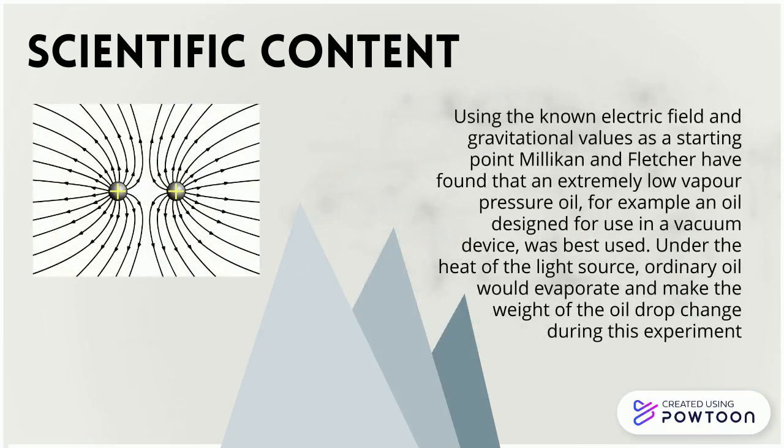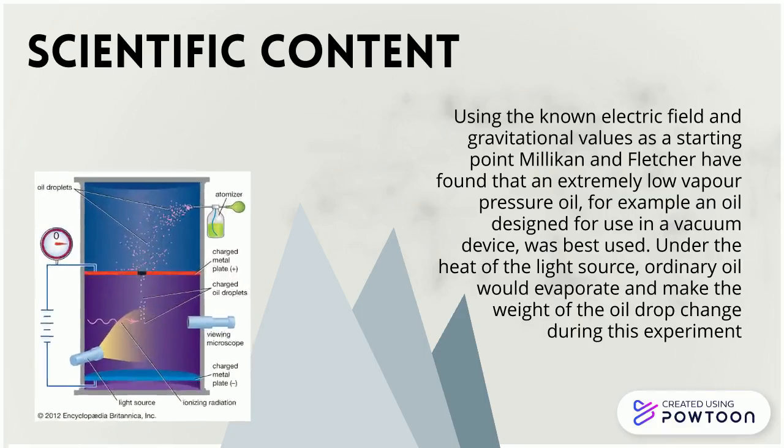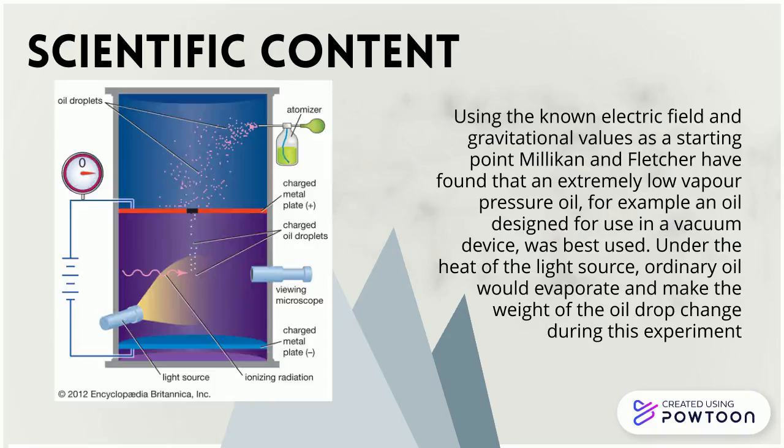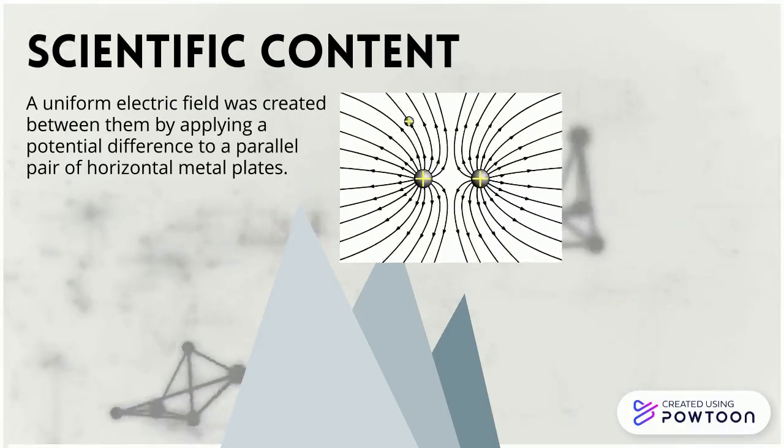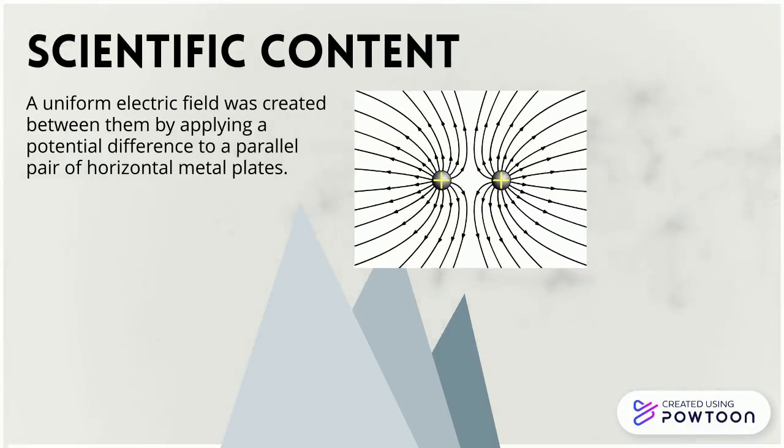Using the known electric field and gravitational values as a starting point, Millikan and Fletcher found that an extremely low vapor pressure oil, for example an oil designed for use in a vacuum device, was best used. Under the heat of the light source, ordinary oil would evaporate and make the weight of the oil drop change during this experiment.